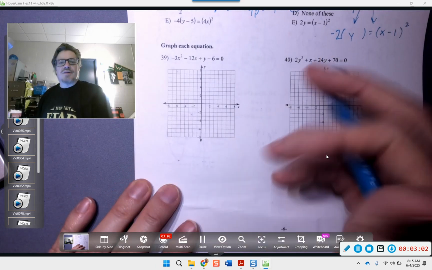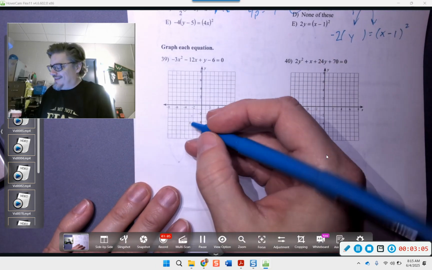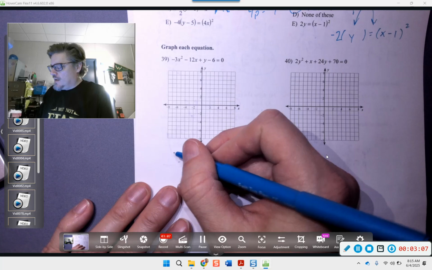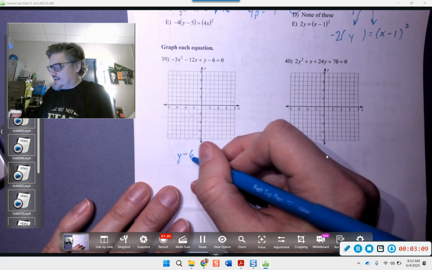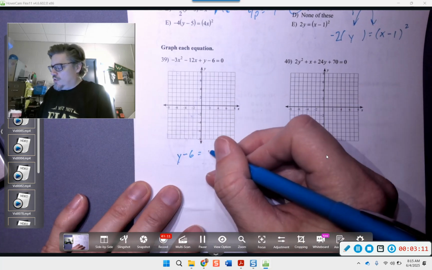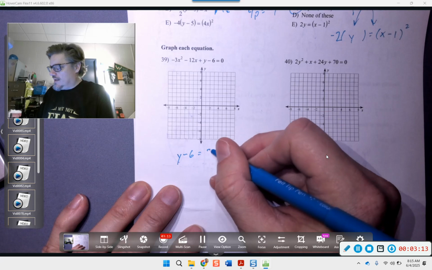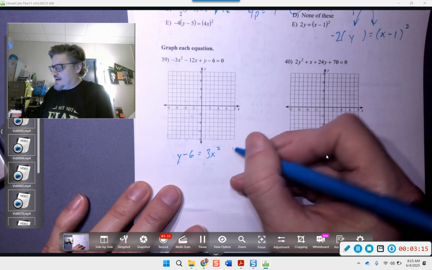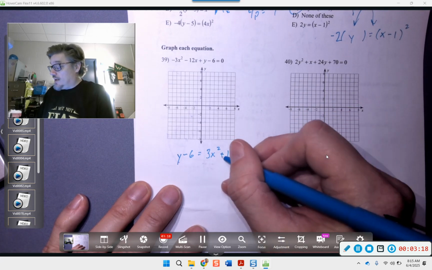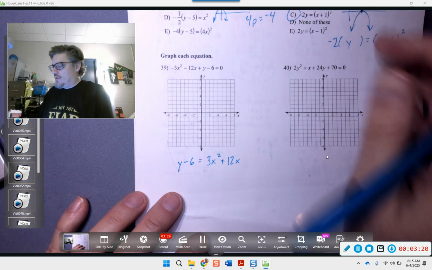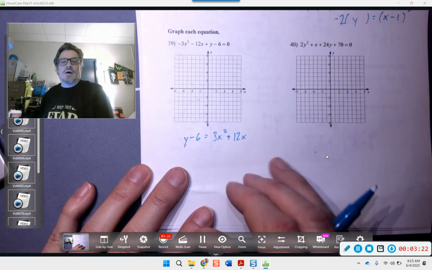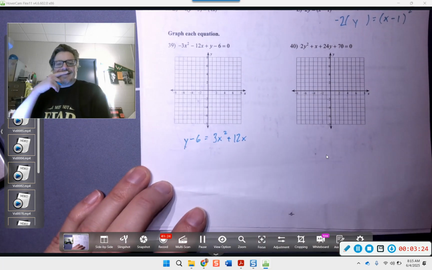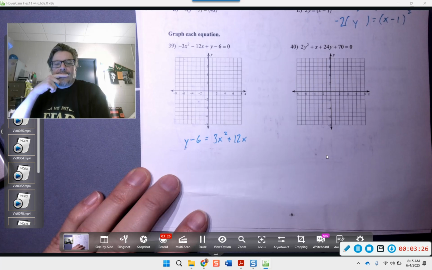All right, so we've got to get this into parabola form. Where are we at, 3 minutes? Okay, we can do this. Let's keep the y minus 6 over here. And then we're going to move the x's over to the other side, so we get a 3x plus 12x there.